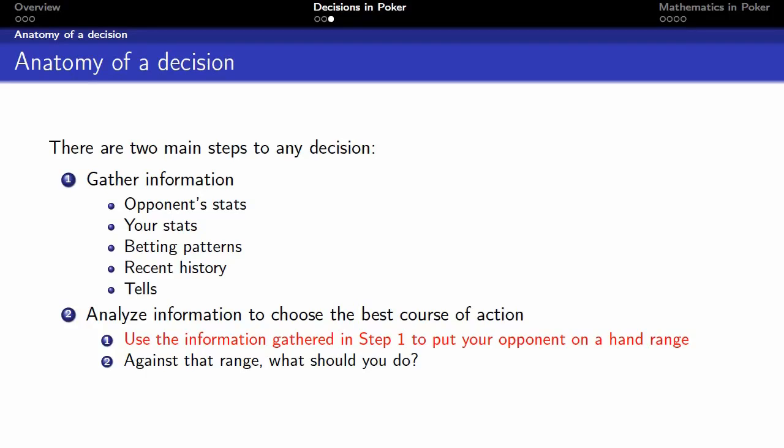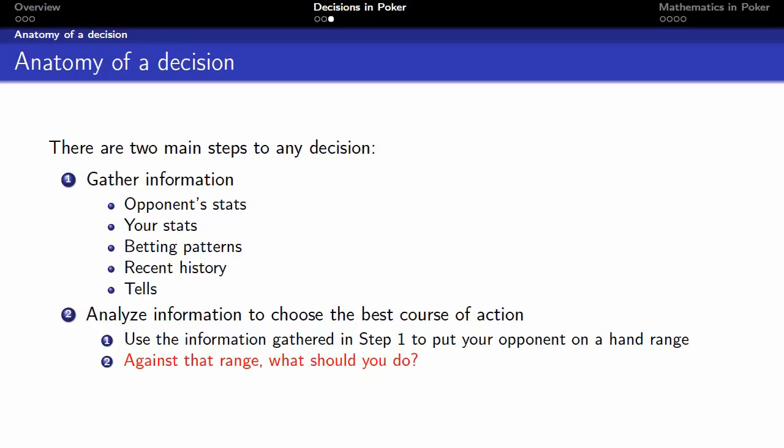And then once you have decided what their likely hand range is, this is the real crux of the decision. What is the best choice at that point? So this video series really is looking at the analysis of this last step. Once you have all the information collected, you've narrowed your opponent down to a hand range, against that range, what should you do? And how can you actually determine what is the optimal play?